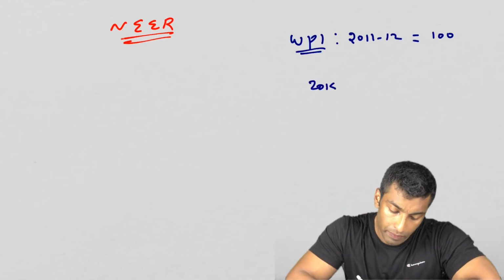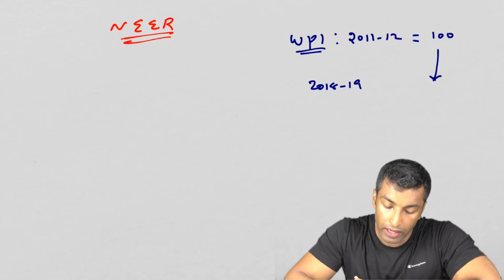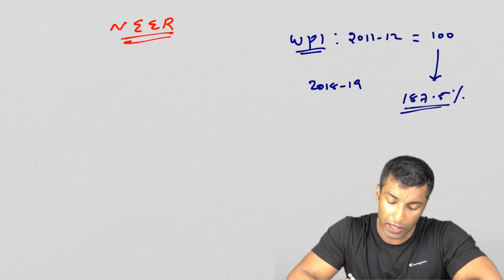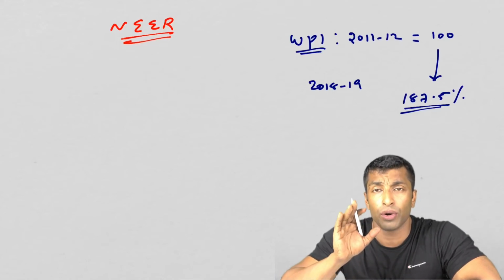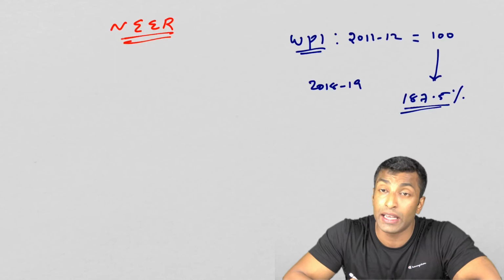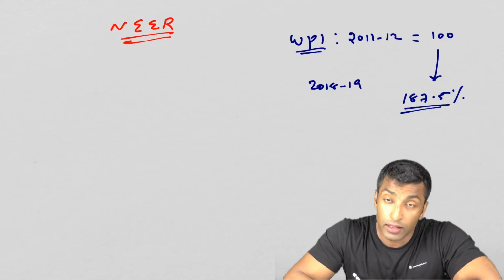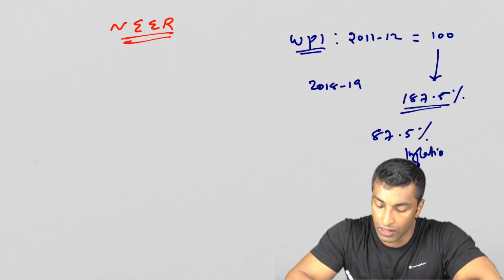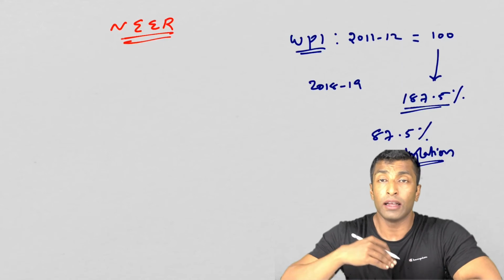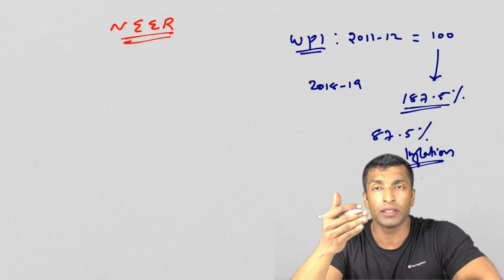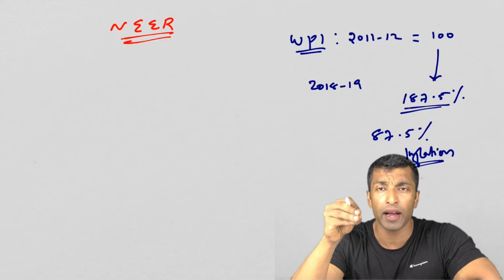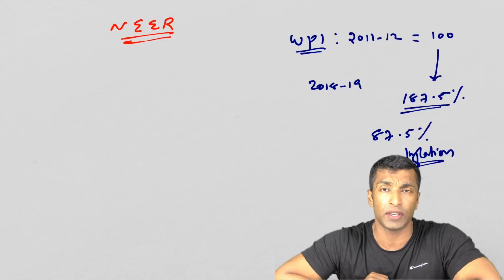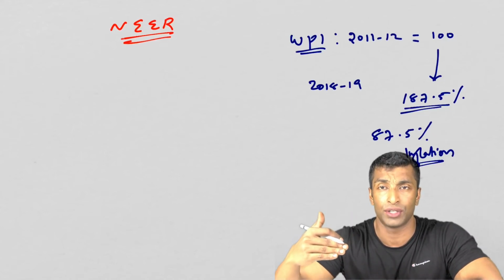Now let's suppose in 2018-19 the WPI value increased to, let's say, 187.5. What does this mean? This means that an 87.5% increase is there in the prices of items. So 87.5% inflation is there. This is how you will understand inflation. The things which you bought for 100 rupees in 2011-12, if you need to buy those same items now, how much do you need to spend? 187.5 rupees. That means 87.5% inflation is there. That means you're actually understanding the change.